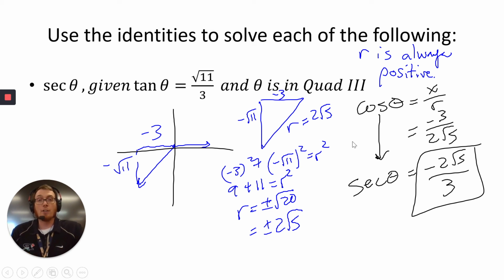The other thing is r is always positive. Why? Because r represents the distance from the origin, and distances should always be positive. Think about it. You can't go negative miles driving a car, for example. I think Ferris Bueller's Day Off kind of explains that. If you don't know what I'm talking about, look it up.